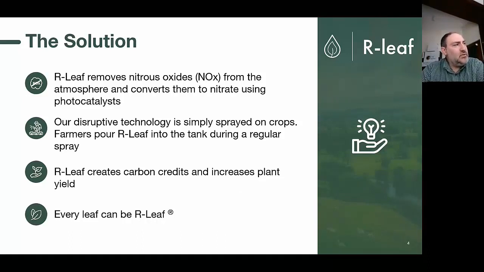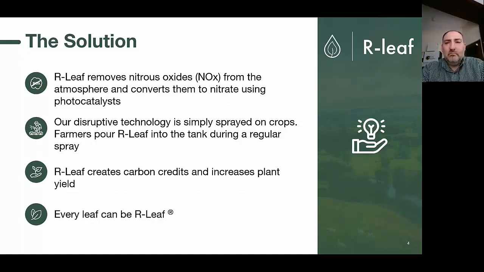And you will see on the presentation it says R-Leaf creates carbon credits and increases plant yield. The carbon credits is something that is coming through. We've been working with SustainCert, who is an independent body and auditor, and they're guiding us as to how we can put together a methodology. So basically a farmer can use R-Leaf, and because they use R-Leaf they can get carbon credits. It's not because of the reduction of nitrogen, there are other methodologies for that, it's because of using R-Leaf. And I'll show you a little bit later what we validated today.